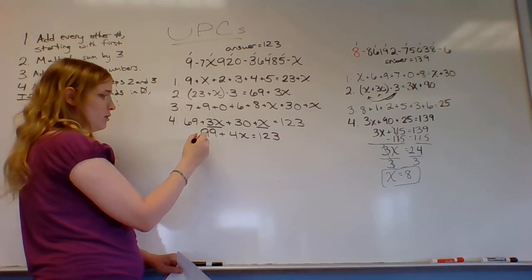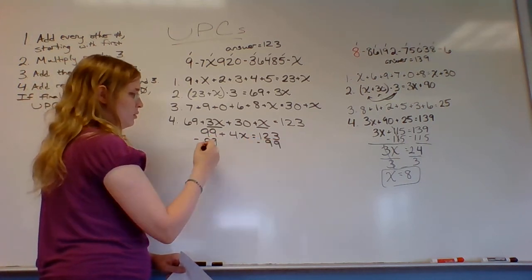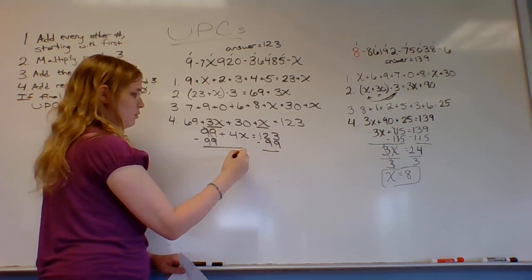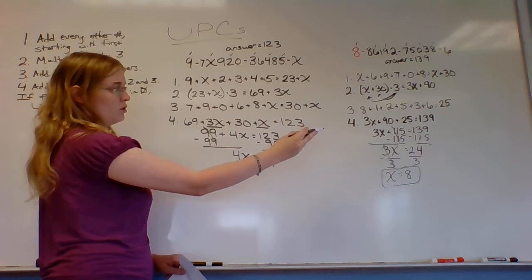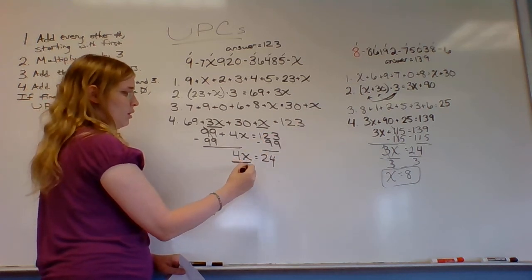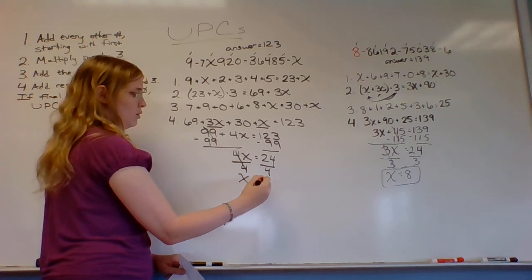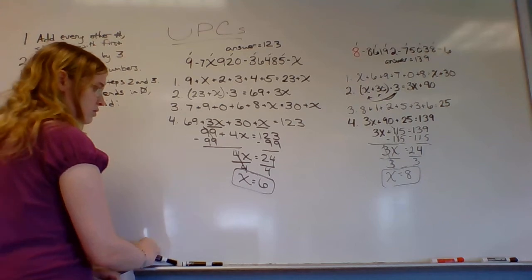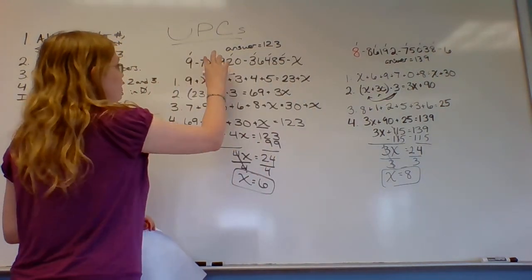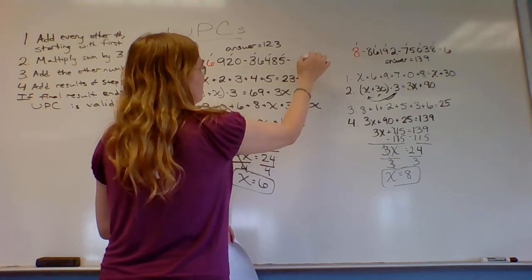Now I can just solve this like a regular algebra problem. Minus 99. 123 minus 99 is 24, just like over there. And divide by 4. And we know that it is 6 in both spots.